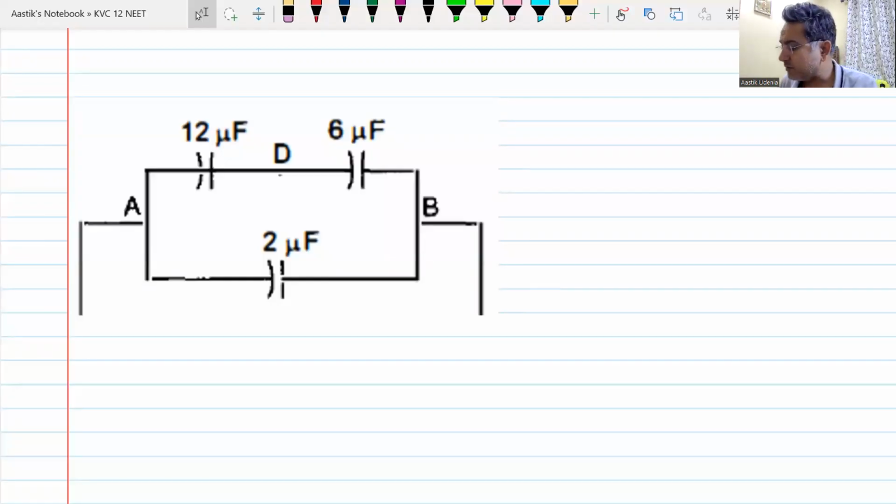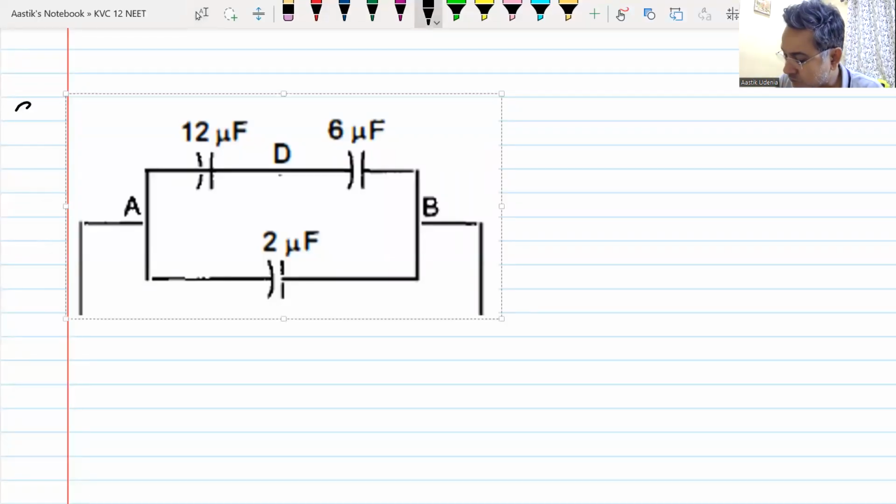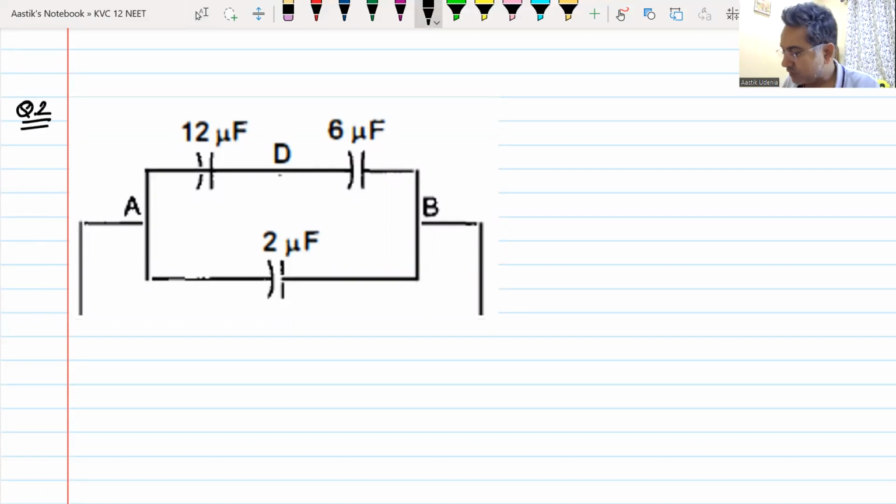This is problem number 2. You have to find the equivalent capacitance between A and B. Take your time. Do it patiently, slowly in the beginning. Once you understand how to do it, you can do it faster also. Take your time. I'll give you 2-3 minutes, but please do it.